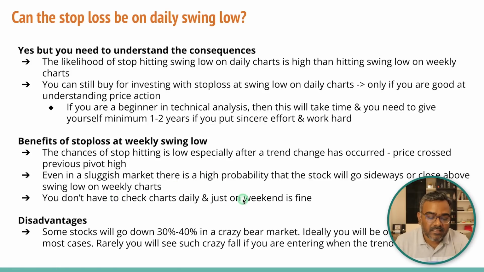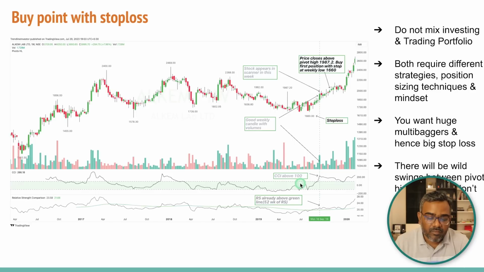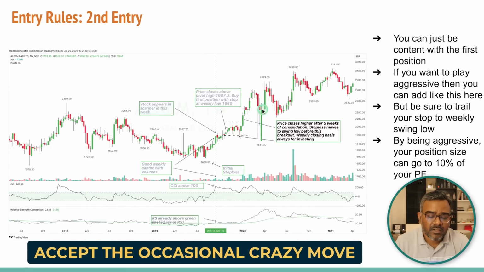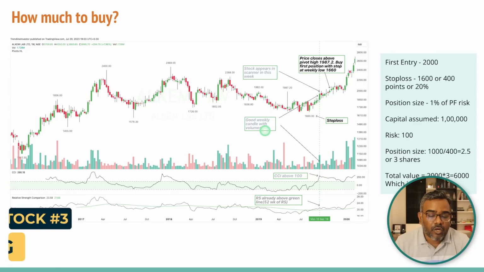The only problem is, as I said already, some stocks will go down 30-40% in a bear market, which is totally fine, but sometimes the stop loss might not be hit. In this case here, if you move forward, you'll also see we had such crazy moves in COVID times. So that's something that you will have to accept in investing. Okay, it's simple. Now, how much to buy?